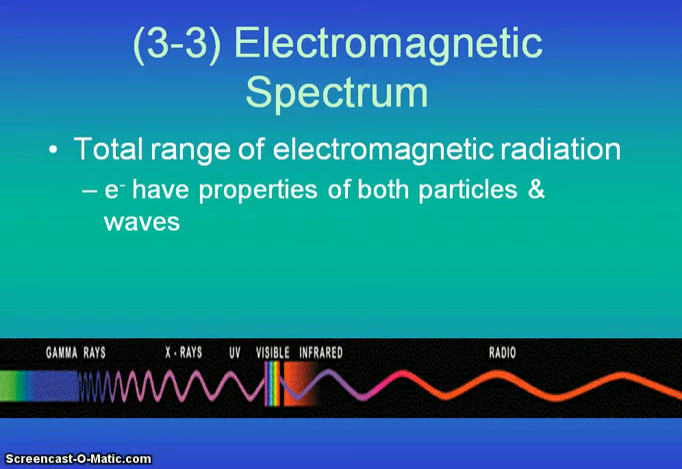Chapter 3, Section 3 begins with the electromagnetic spectrum. The electromagnetic spectrum is the total range of electromagnetic radiation. You can see down here it varies from gamma rays through X-rays, UV, visible light, infrared, all the way to long radio waves. And the reason it's mentioned here is because electrons have properties of both individual particles and of waves.